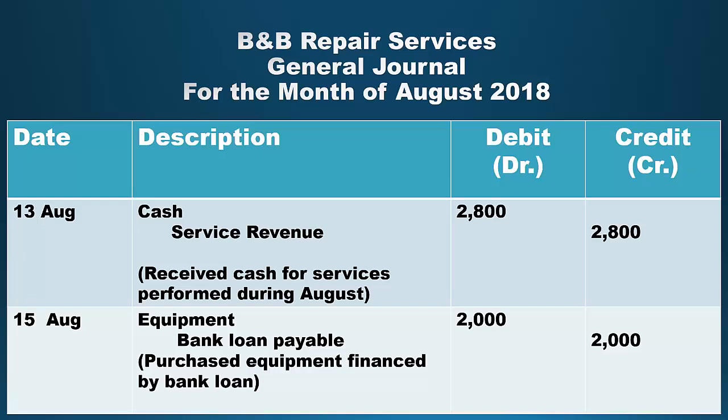Step 3. How do we record it? To record this, we debit equipment for $2,000 to show the acquisition of the new asset. Credit bank loan payable for $2,000 to reflect the new liability.